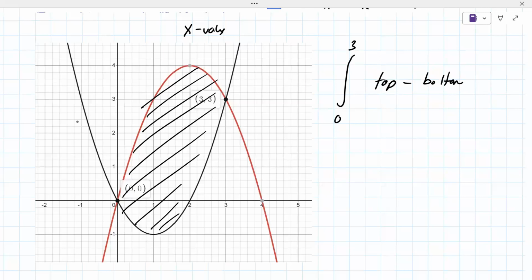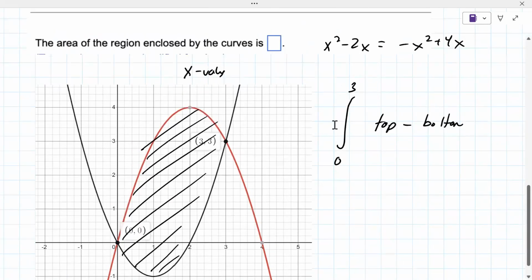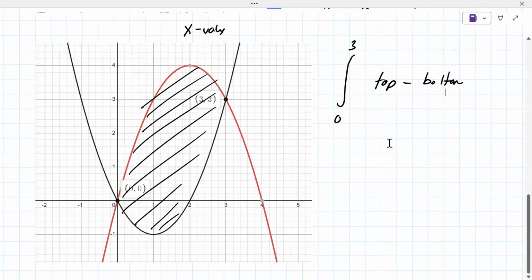Top minus bottom. So you gotta be really sure that you know what the top minus the bottom is, because if you don't do that, you get the negative of the answer. And there is kind of a workaround here, but you really want to be good with that. So it's negative x squared plus 4x minus x squared minus 2x.